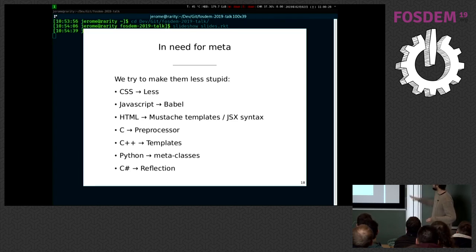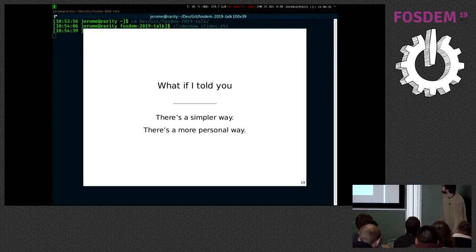But older languages also have their own systems to handle this limitation. C has the preprocessor, C++ has templates, Python has metaclasses. Nobody uses them, but they're here. C# has reflection. What if I told you there's a simpler way, a more personal way that adapts to your domain?